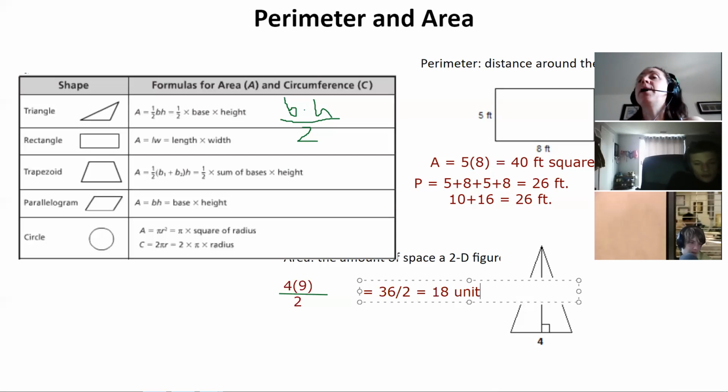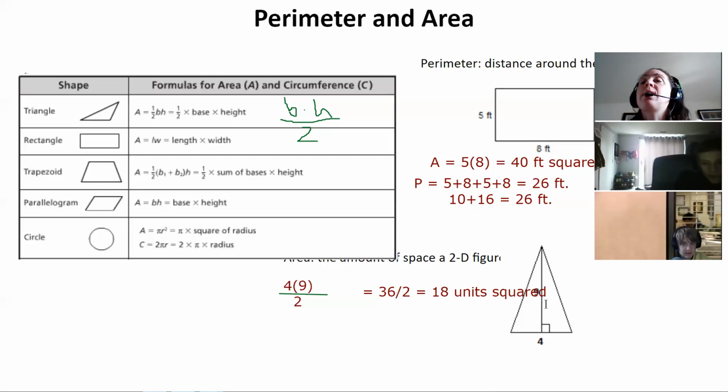And you can always write units squared. Keep writing a T in squared. That would say like squirted. Squirted. That's a terrible word. I regret typing it.